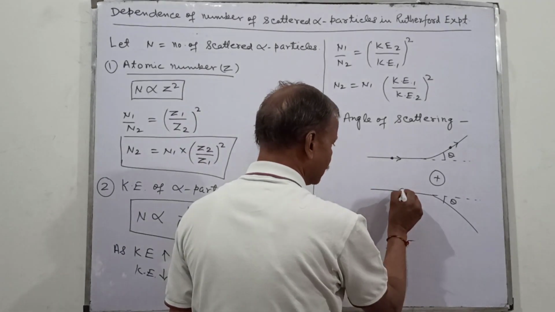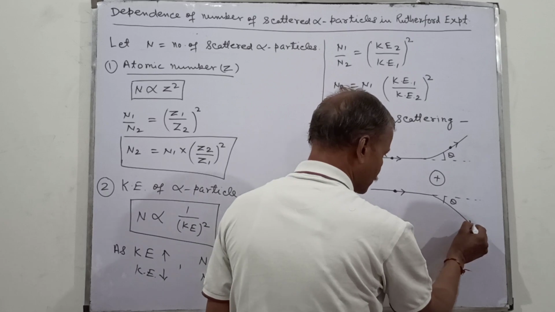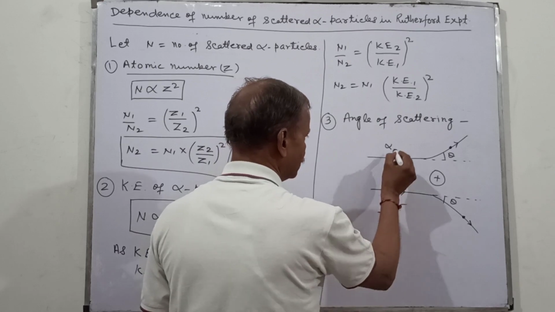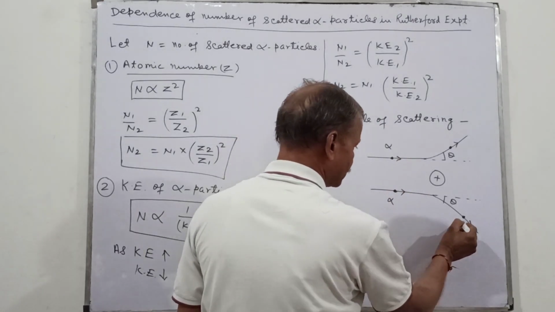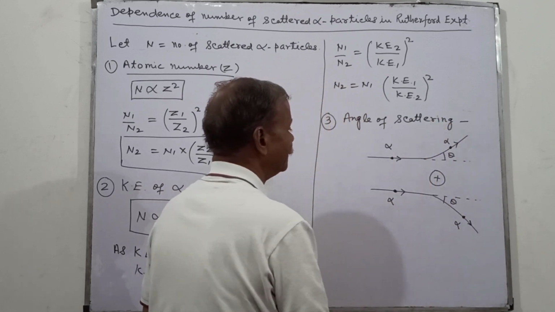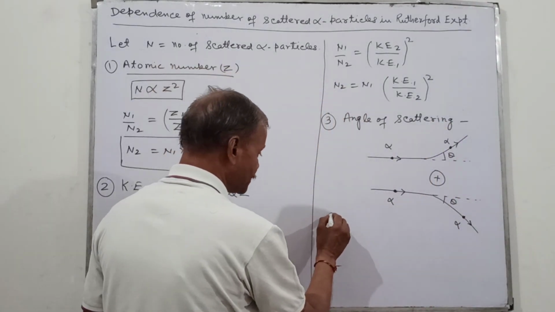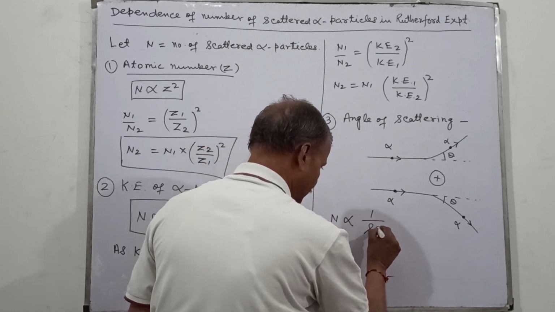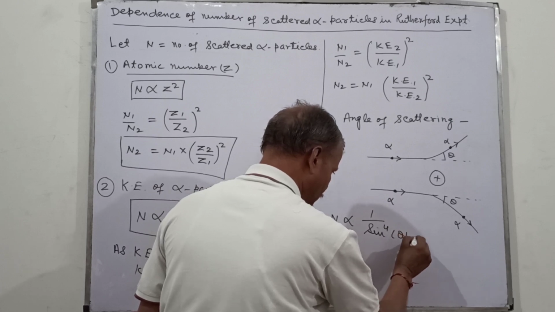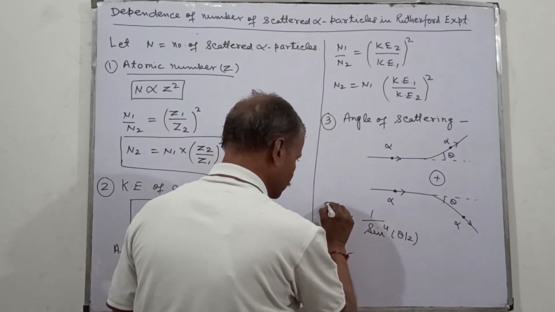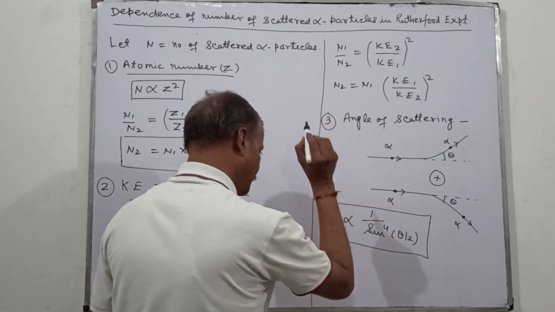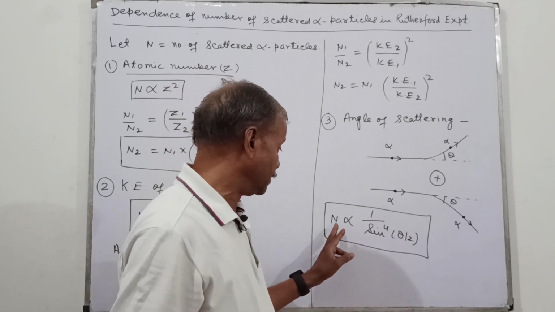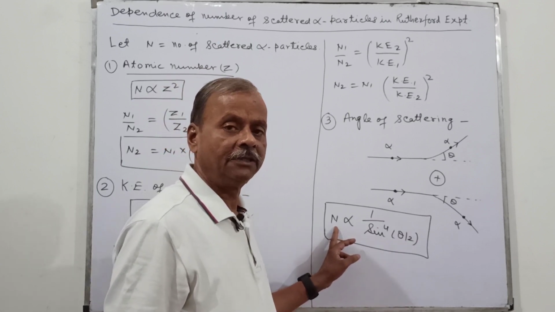This is the alpha particle. Now it is found that n is proportional to 1 upon sine to the power 4 of theta upon 2. It means that as the angle of scattering increases, the number of scattered alpha particles decreases.